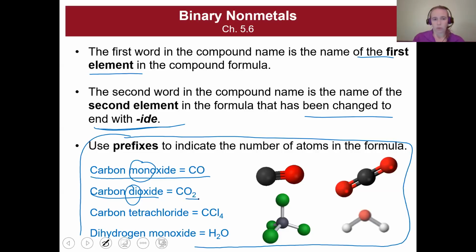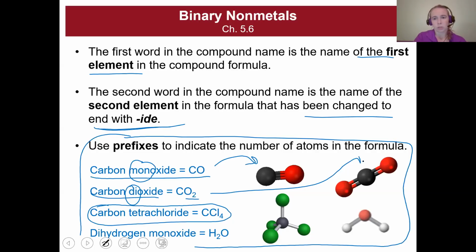We can go further. There's also carbon tetrachloride. So I can actually show you which ones are which here. So this is 1 carbon, 1 oxygen. This is 1 carbon, 2 oxygens. So now our carbon tetrachloride is this one down here. We've got carbon and 4 chlorine atoms.